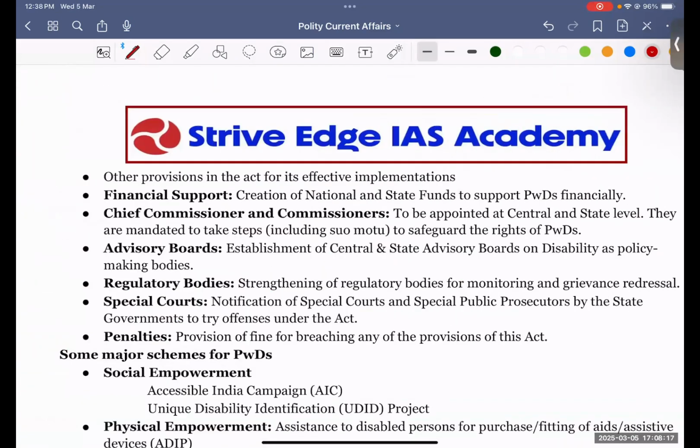Then what are the other provisions in the act for effective implementation? Like financial support, creation of national and state funds to support PWDs financially. Then we have the chief commissioner and commissioners to be appointed at the central and state level. They are mandated to take steps, including suo moto, matlab on their own, to safeguard the rights of the PWDs.